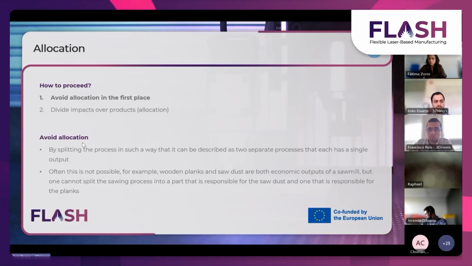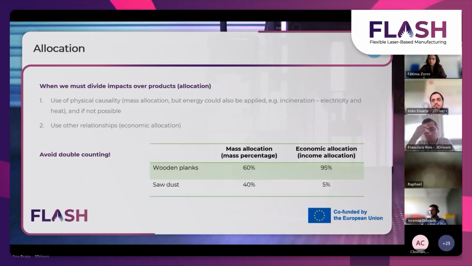To avoid the allocation, you can do that by splitting the process in such a way that it can be described as two separate processes that each has a single output. But when this is not possible, and it can be very often, for example, because wooden planks and sawdust are both economic outputs of a sawmill, but one cannot split the sawing process into a part that is responsible for the sawdust and one that is responsible for the planks. So that's an example of allocation to avoid double counting.